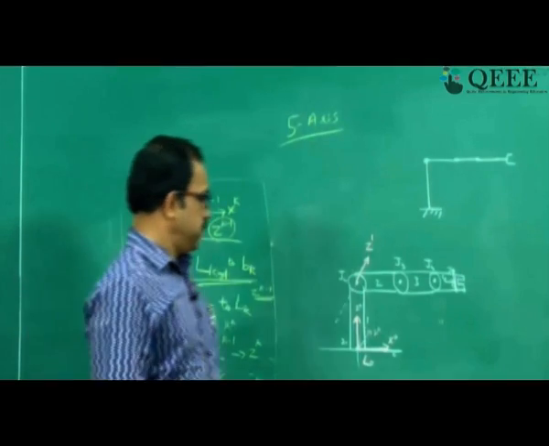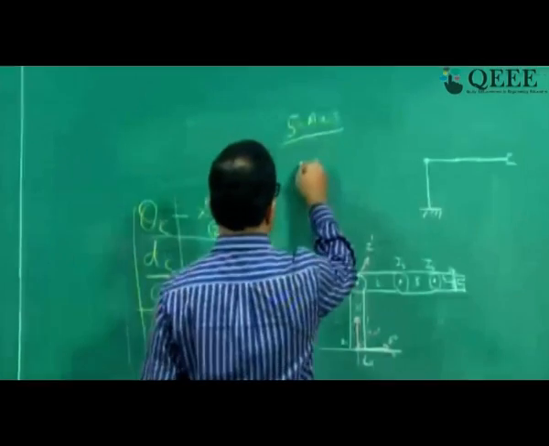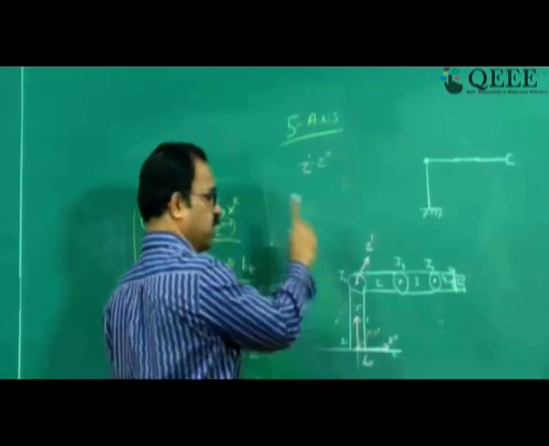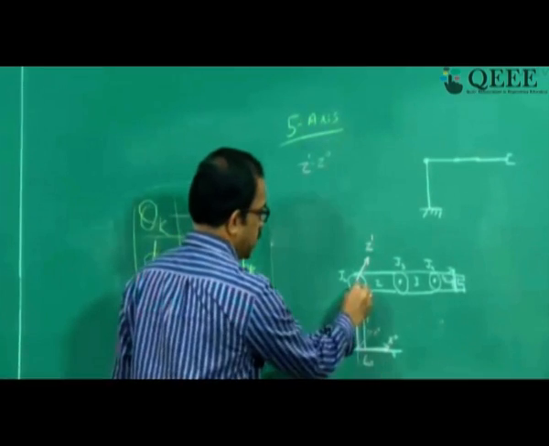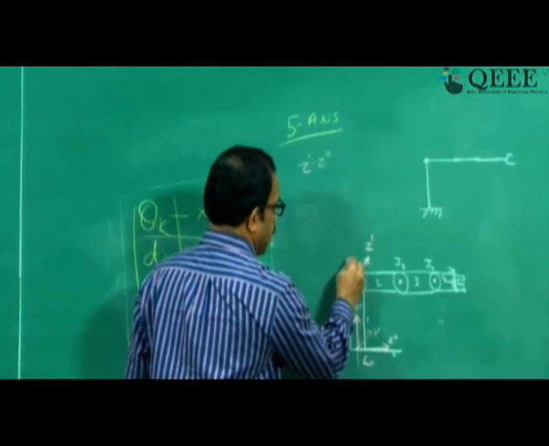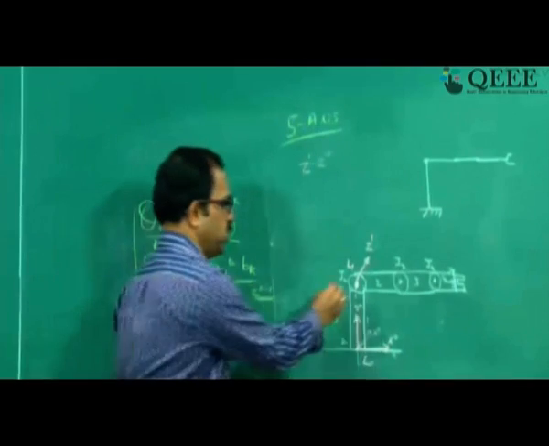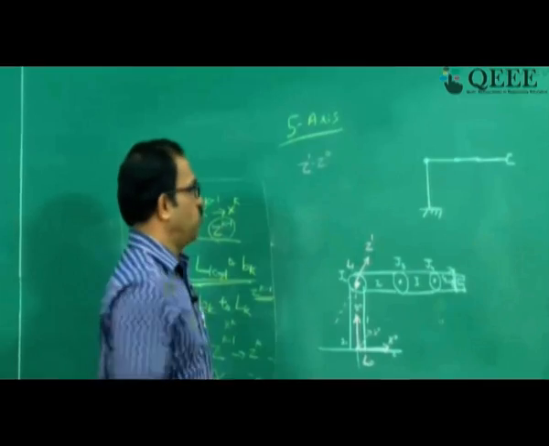So how do you get the origin? The origin is obtained by the intersection of Z1 and Z0. You can see that they intersect here, and therefore this will be L1. The origin L1 will be at this point. And next one is X1.